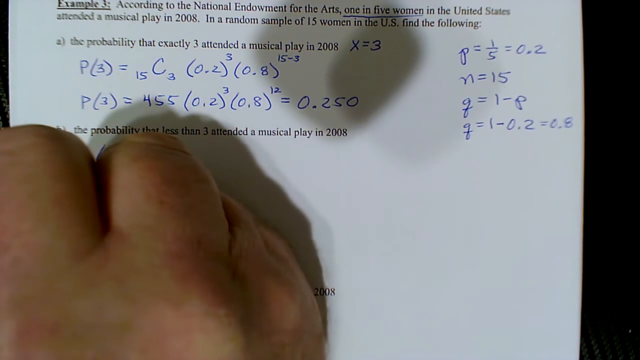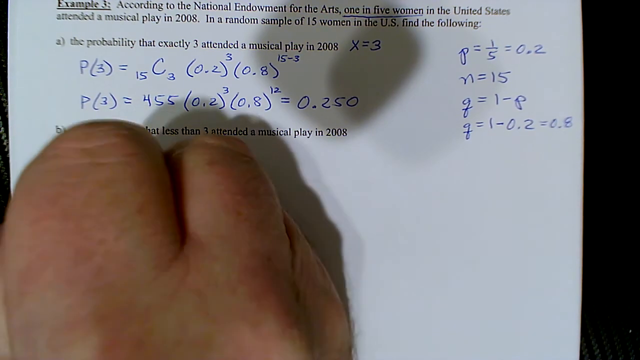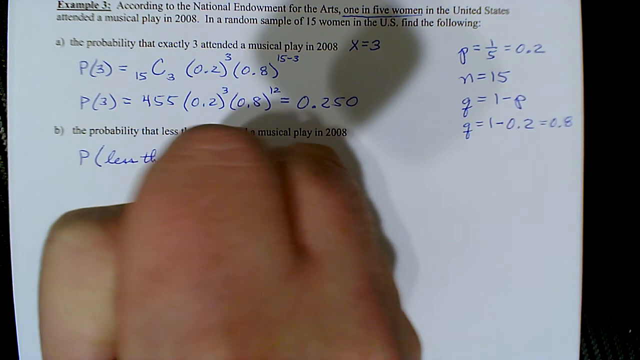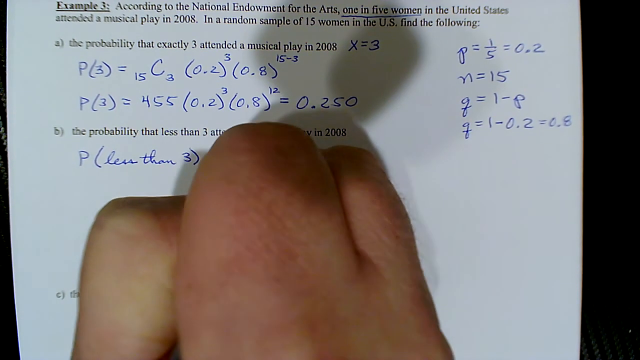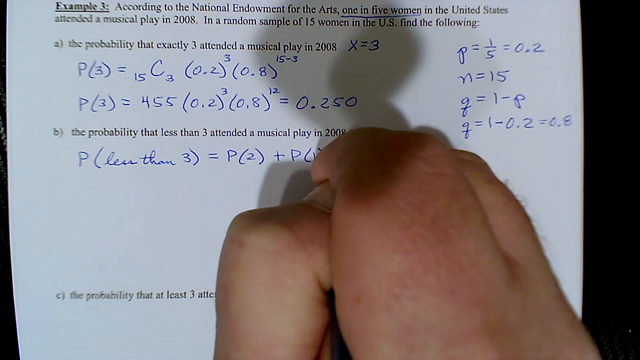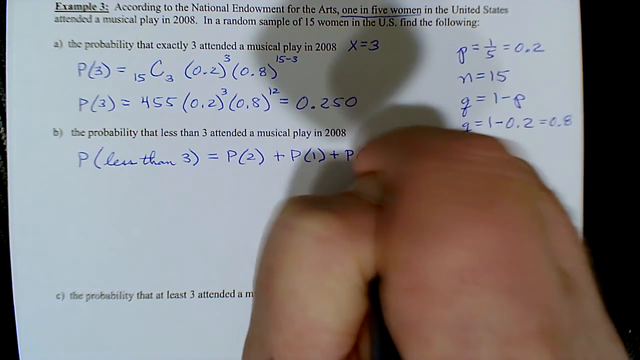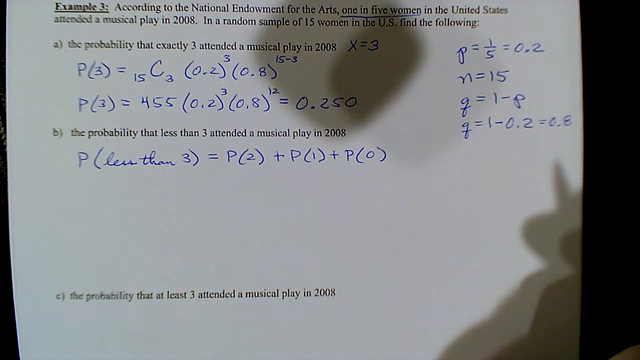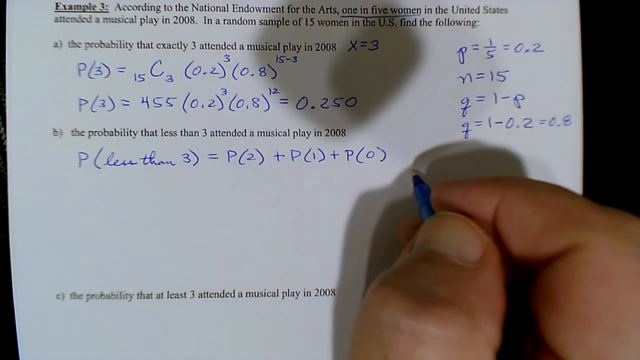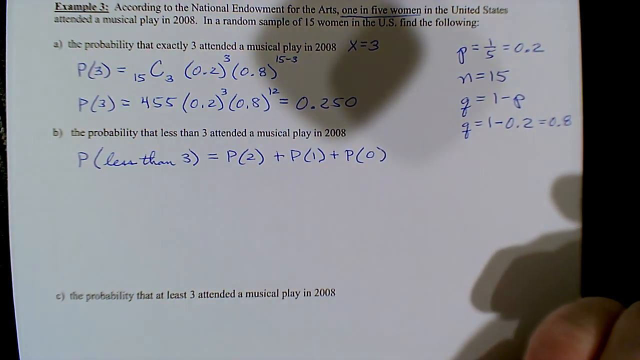Okay, then it says the probability of less than 3. So the probability of less than 3 means the probability of 2 plus the probability of 1, but don't forget the probability of 0 as well. So now we have to do the formula basically 3 times and then add those probabilities together.